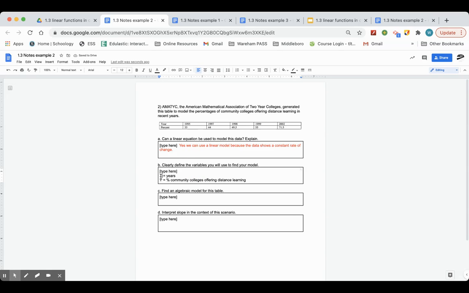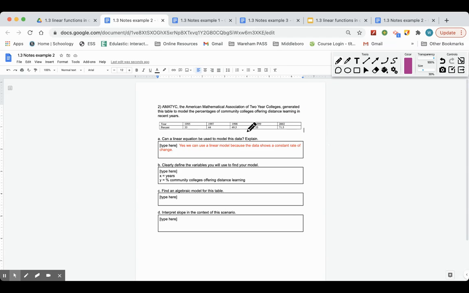I got this information looking at the table. I looked right here, and I went back and read the problem right there. Sometimes when I'm stuck, I have to go back and reread the problem or look at the graph, or the table in this case.